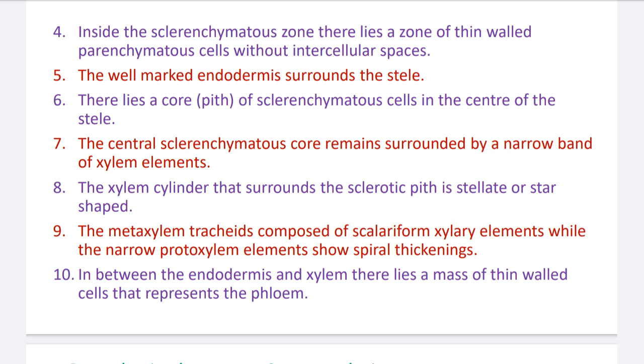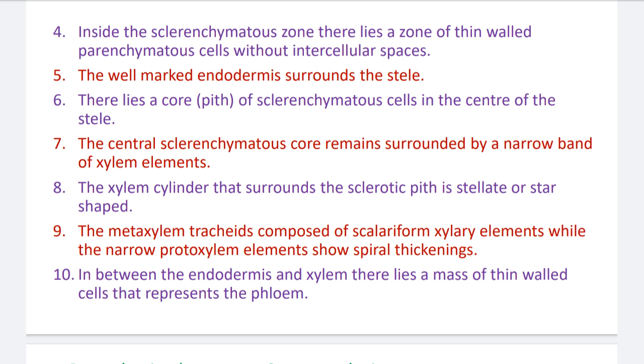The xylem cylinder that surrounds the sclerotic pith is stellar or star shaped. At the central region there is xylem, which is star shaped due to the ribbed or narrow bands of xylem elements. Number 9. The metaxylem tracheids are composed of scalariform xylem elements, while the narrow protoxylem element shows spiral thickening.